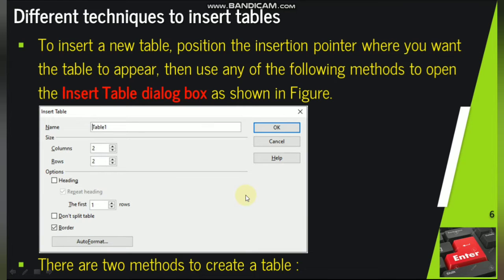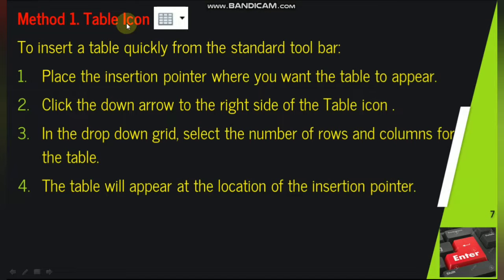Now you have two methods to create a table. The first method is by clicking the table icon. Place the insertion point where you want the table to appear. Click the down arrow to the right side of the table icon, the inverted triangle mark. In the drop down grid, select the number of rows and columns for the table. The table will appear at the location of the insertion pointer.